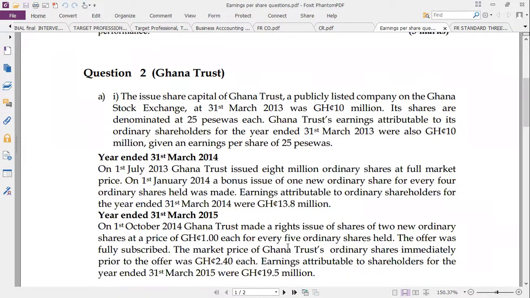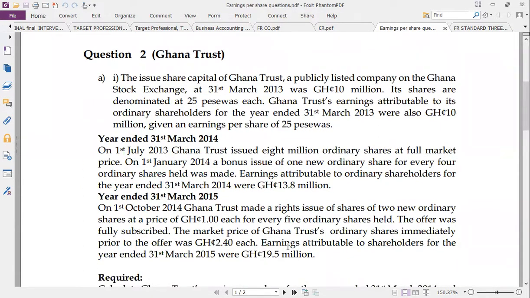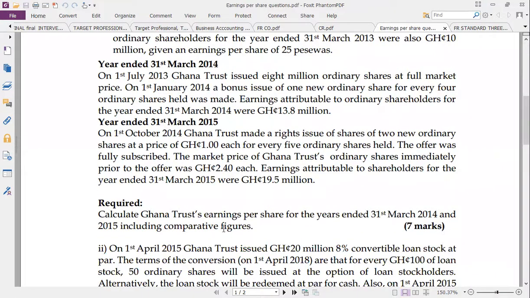Question two, Ghana Trust Limited. I'll just go straight for the requirements. Calculate the Ghana Trust earnings per share for the years ended 31st March 2014 and 2015, including comparative figures. It means that anywhere in earnings per share where you get comparatives, if there is a bonus issue or a rights issue, there must be a restatement of comparative figures, because we said that a bonus issue will distort the profit figures.